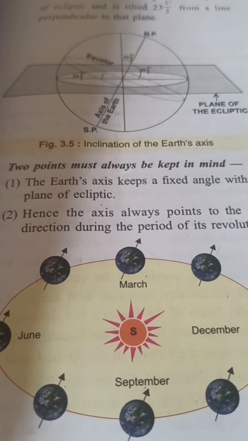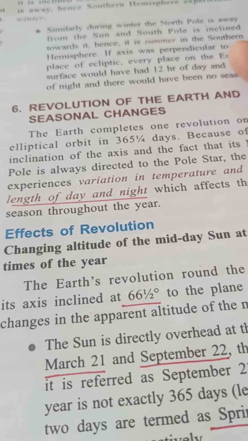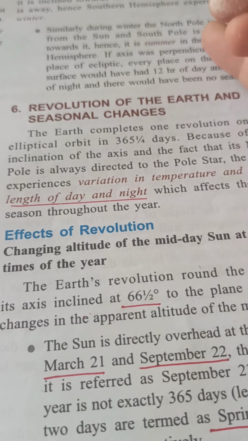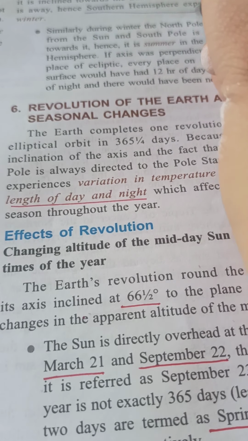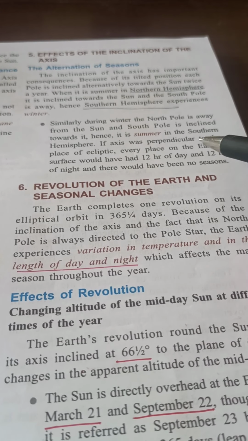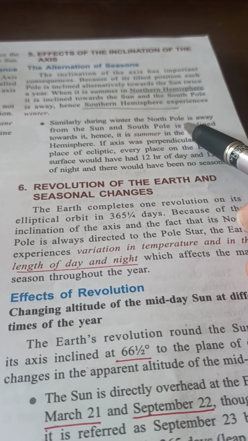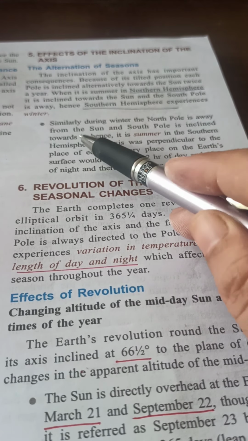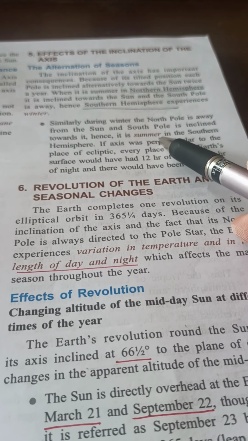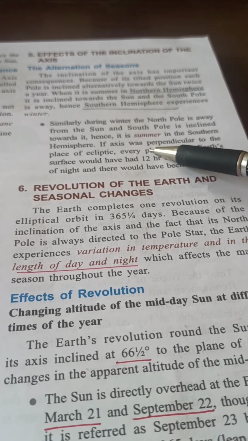What are the effects of the inclination of the axis? Seasons, alternating seasons will be there. When it is summer in the northern hemisphere, automatically there will be winter in the southern hemisphere. Similarly, during winter the northern pole is away from the sun and the southern pole is inclined towards it, hence it is summer in the southern hemisphere, and vice versa.